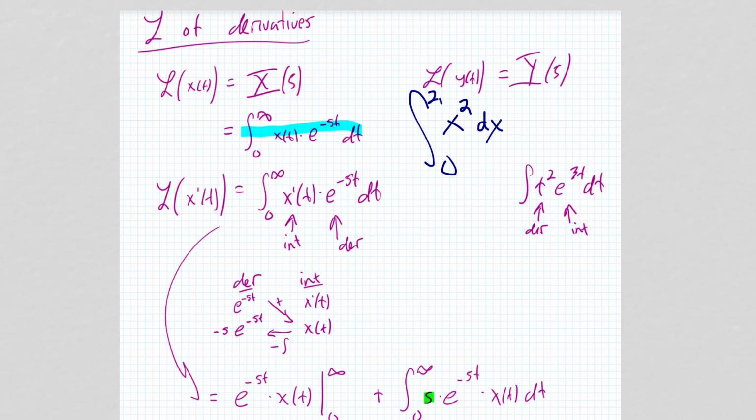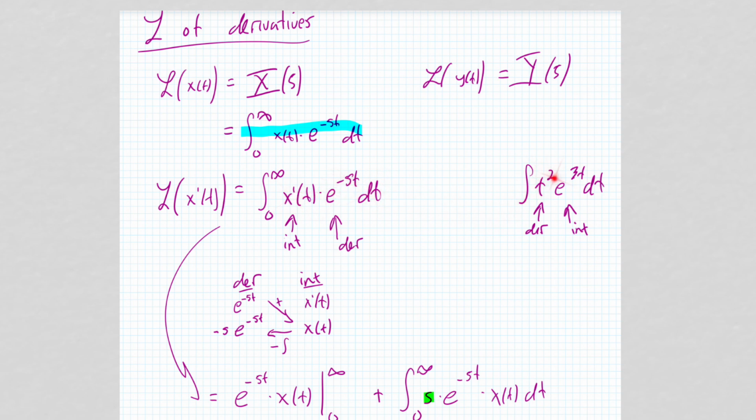Just roll with it. All right, so if I was taking the Laplace of y of t, I would just call it capital Y of s. I don't know what it is, but we need to call it something, so that's what we call it. So to take the Laplace of a derivative, well, what am I going to do? I'm going to plug it into our formula. It's the integral from 0 to infinity of x prime of t times e to the negative st dt.